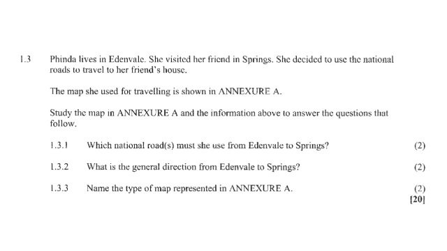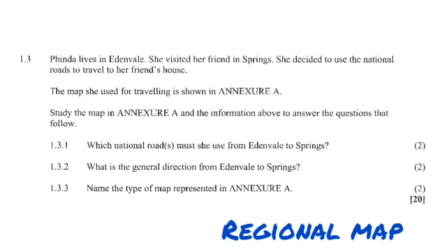In 1.3.2, it says what is the general direction from Edenvale to Springs? You will see Edenvale is at the top. You go down and then you go to the east. So we will say the direction is southeast. That's your direction. 1.3.3, name the type of map presented in Annexure A. The type of map that we are looking at there is called the regional map. It's a map of a region. Guys, go research and find your different types of maps and be able to differentiate them.